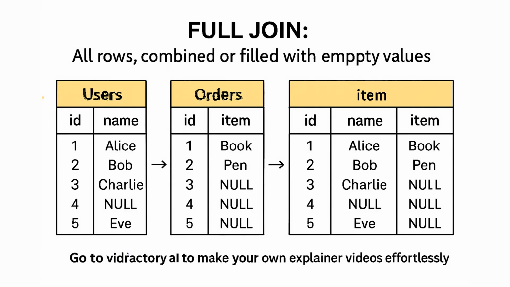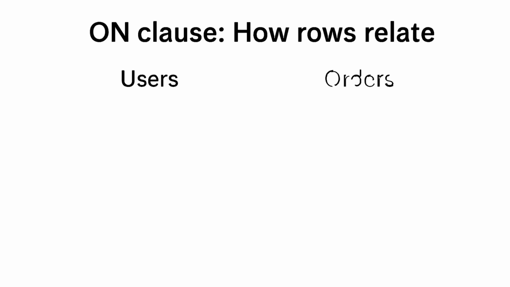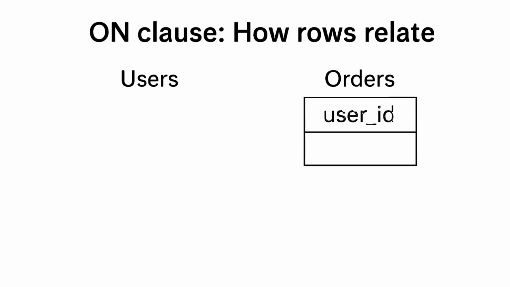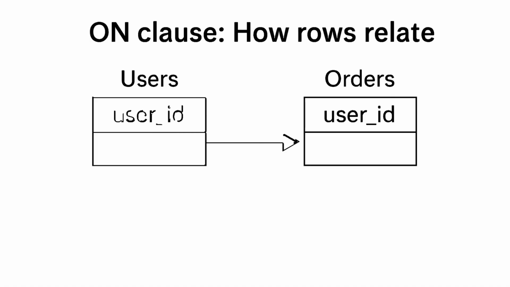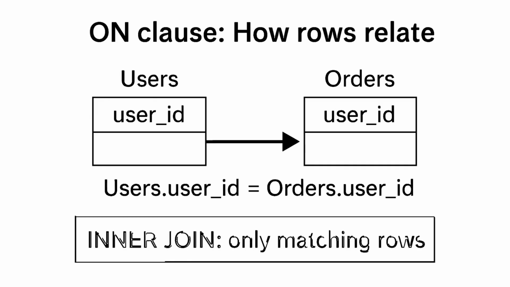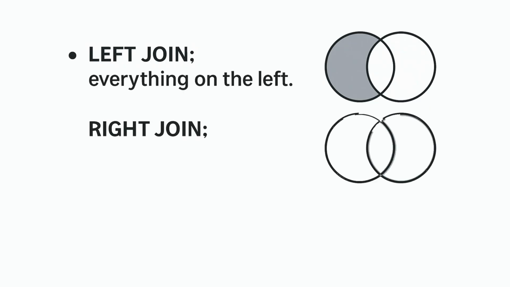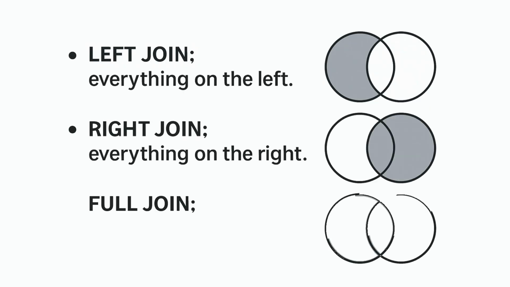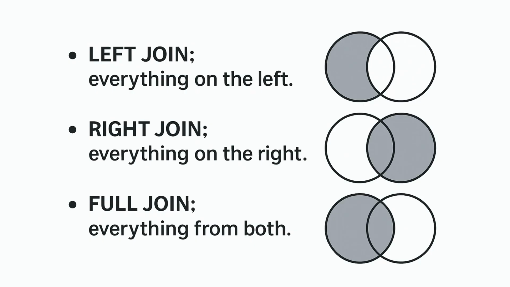The real power of joins is in the ON clause. That's where you tell SQL how rows relate. Usually something like users.userid equals orders.userid. So remember, inner join, only matching rows. Left join, everything on the left. Right join, everything on the right. Full join, everything from both.